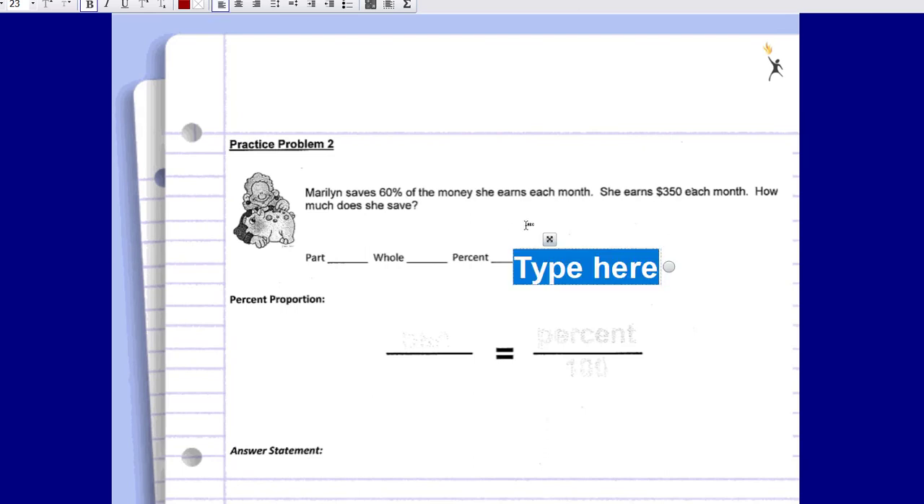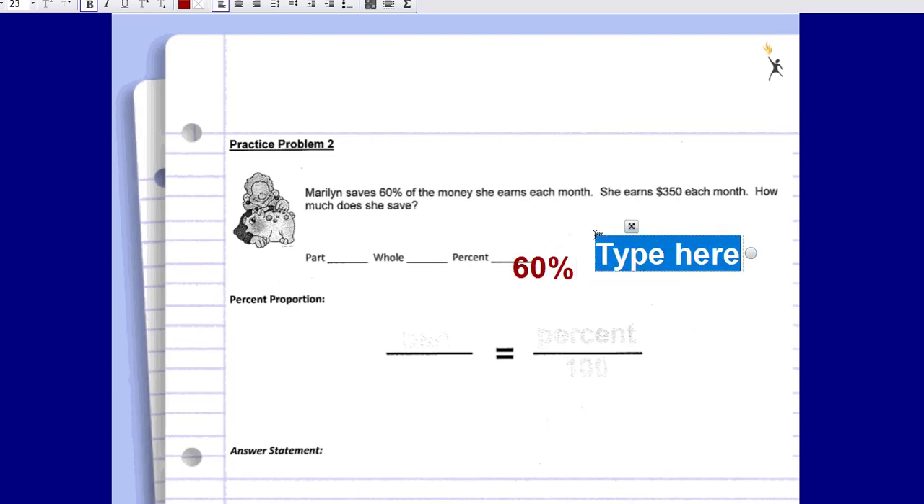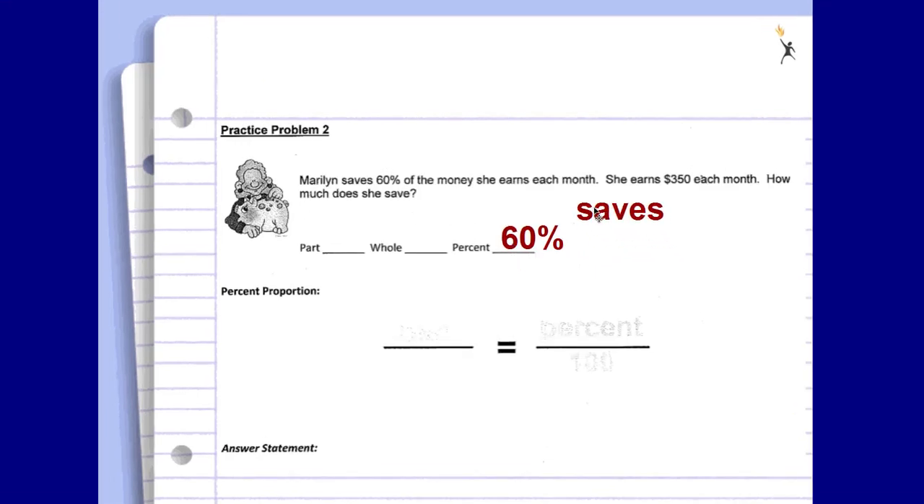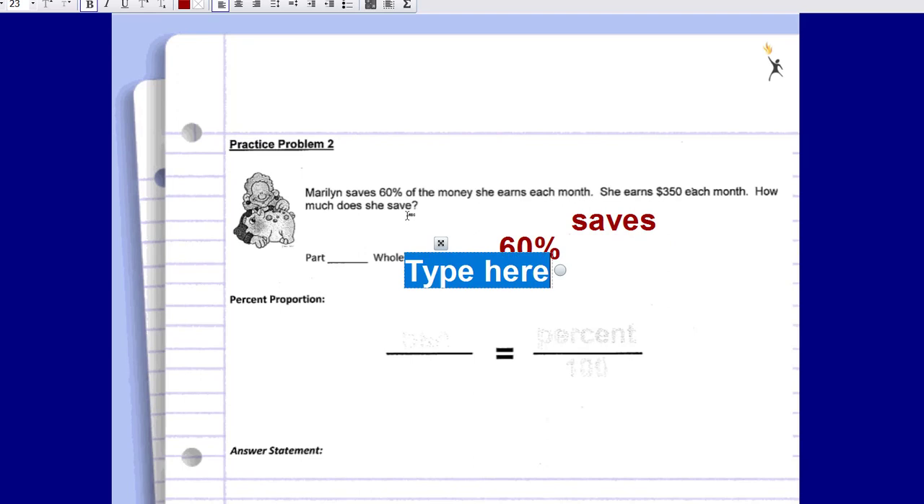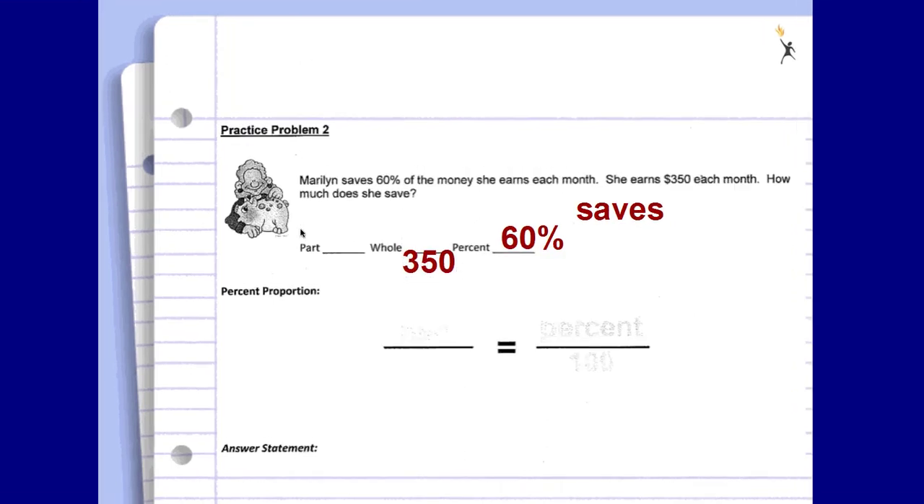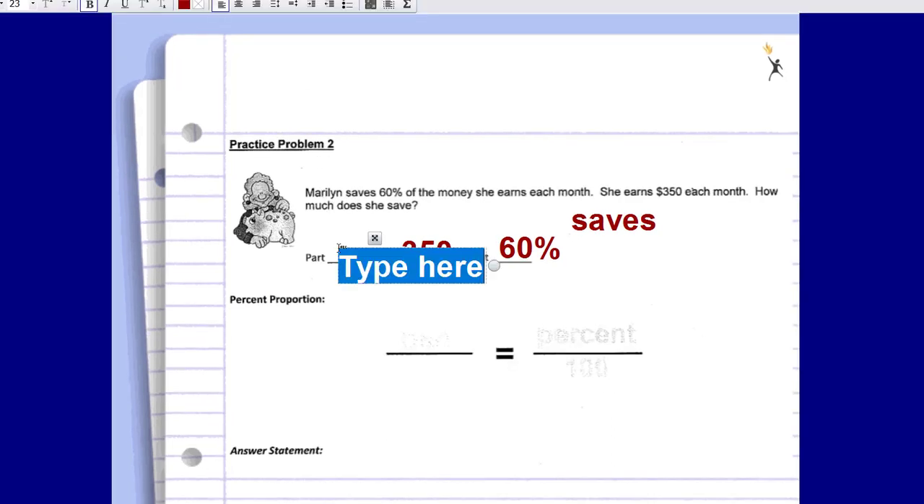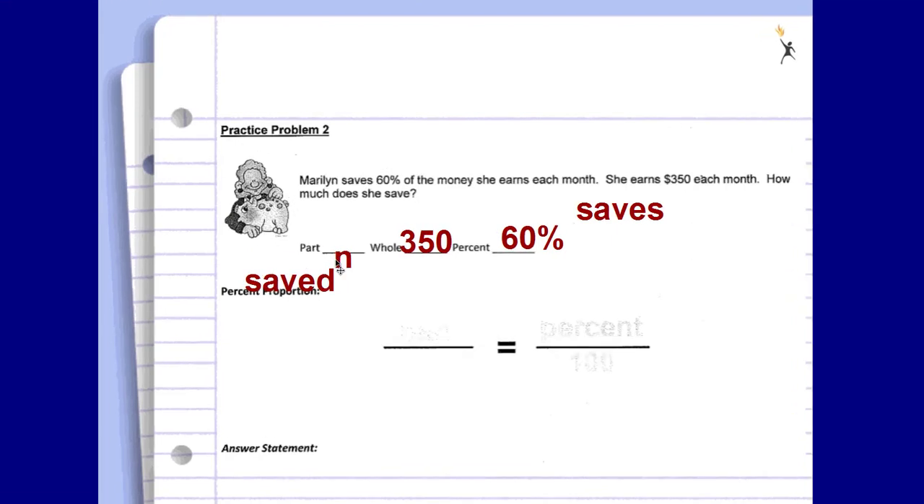All right, start with what you know. We know the 60%. And what does the 60% represent? The money that she saves. Then we know that she earns $350 each month, so that is your whole. And the part, we're looking for the part that she saves, so this is your n. And it represents the saved amount. Do you remember what I said, that your part and your percent need to represent the same thing? Well, they do. They both represent the amount of money that she saved.